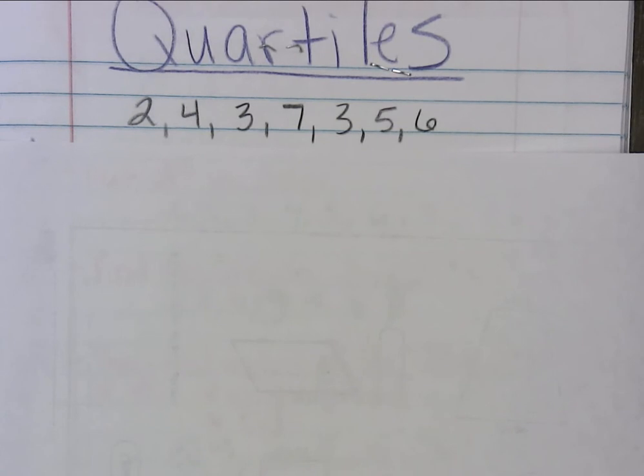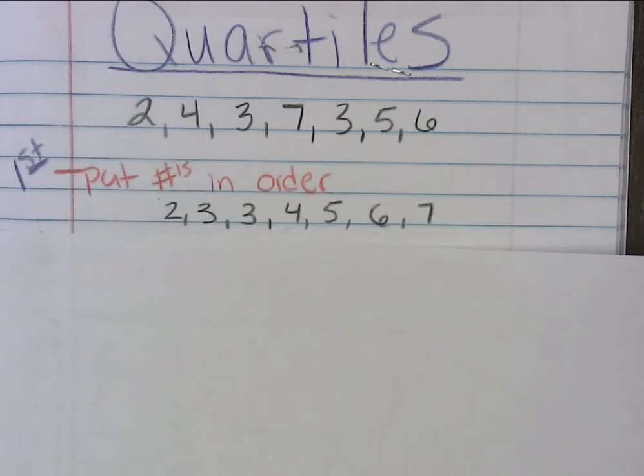And anytime we're doing mean, median, good grief, all the M's, mean, median, mode, and range, we always want to put them in order from least to greatest. So that's what our first step is for quartiles as well. First step in quartiles, put numbers in order. So let's take that number set, put them in order, least to greatest. I have a 2, a 3, another 3, a 4, 5, 6, and 7. So this is the set of numbers we're working with. We put them in order. That's our first step.